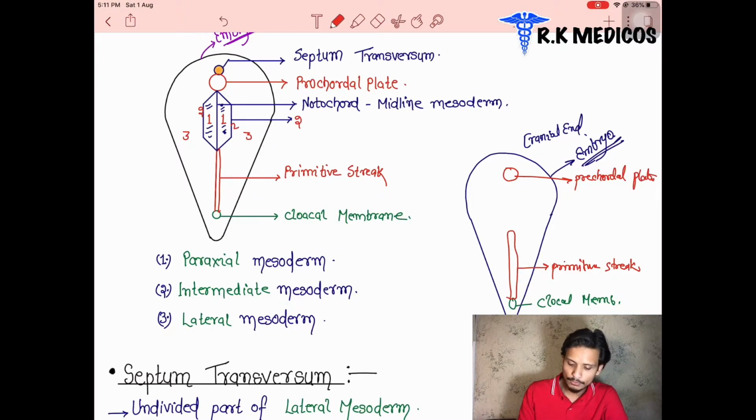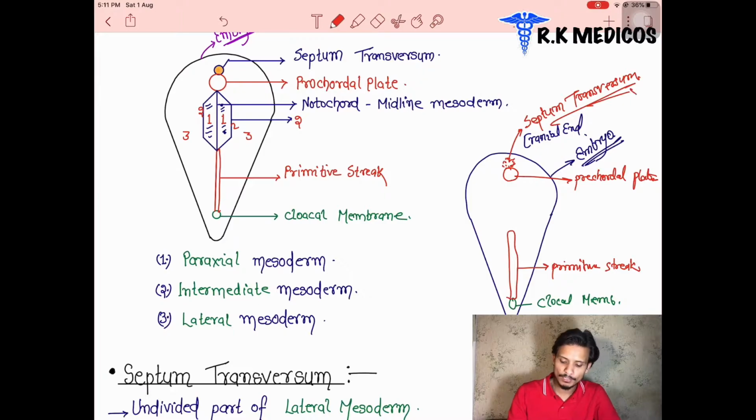So prechordal plate, oral cavity, they are going to give something else. And just above the prechordal plate, a structure is going to develop here. That one is called the septum transversum. This septum transversum is basically formed just from the prechordal plate and above it, and after that we are moving towards the notochord.